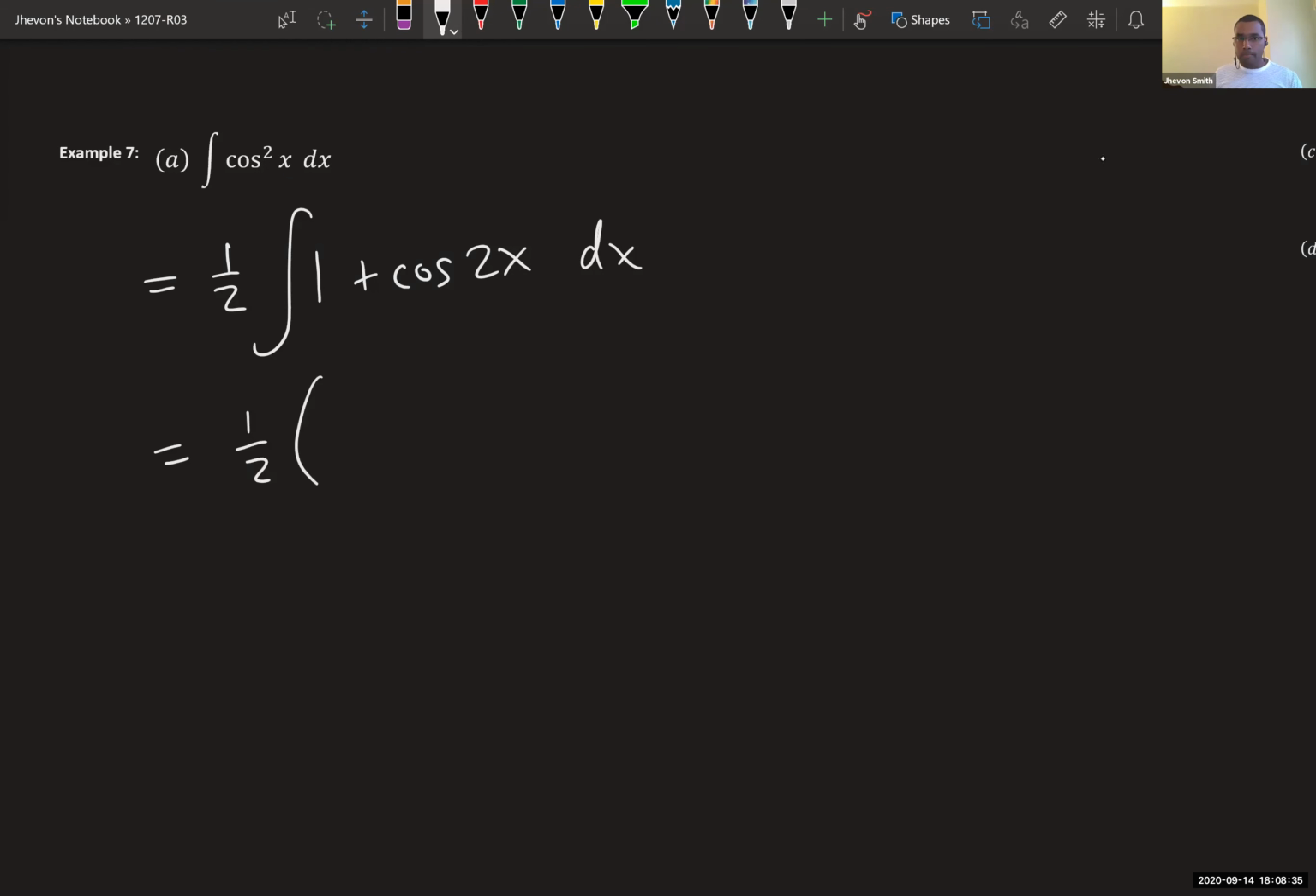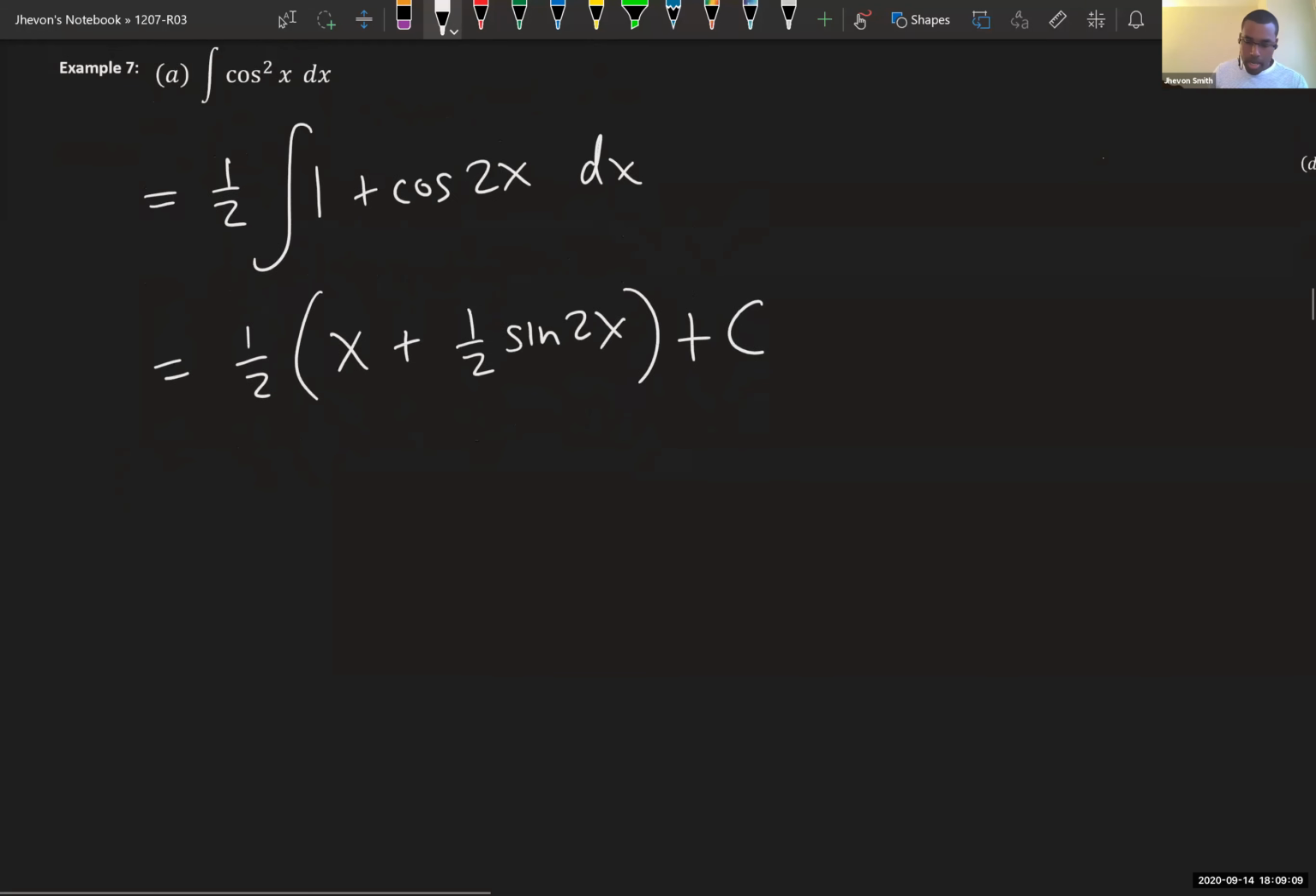And the integral of 1? x. The integral of cosine 2x? 1/2 sine 2x. Technically, you do a substitution here, but this is one of the cases where I said you should be able to do the substitution in your head. Once you know the du is going to be a constant, you can just integrate the outer function and divide by the constant. It does not work if the du is not a constant. But yeah, that's going to be it.